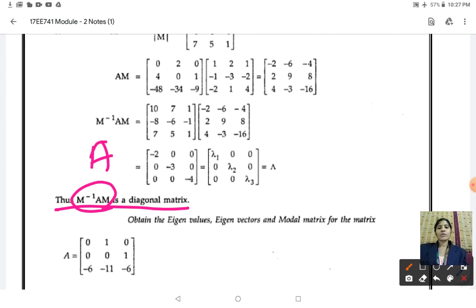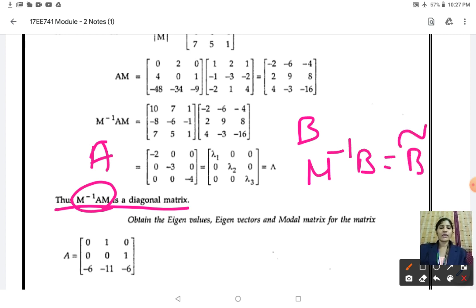Suppose in the problem they had given the matrix B, then you can find the diagonalization of the new matrix B as M inverse BM. So it is the new diagonalization matrix for B. Suppose in the problem they have given C, then M inverse CM is going to be the new diagonal matrix. This is how you need to solve the problem to identify your characteristics equation, eigenvalues, model vector, model matrix, eigenvector, and from there how to solve for your diagonal matrix.